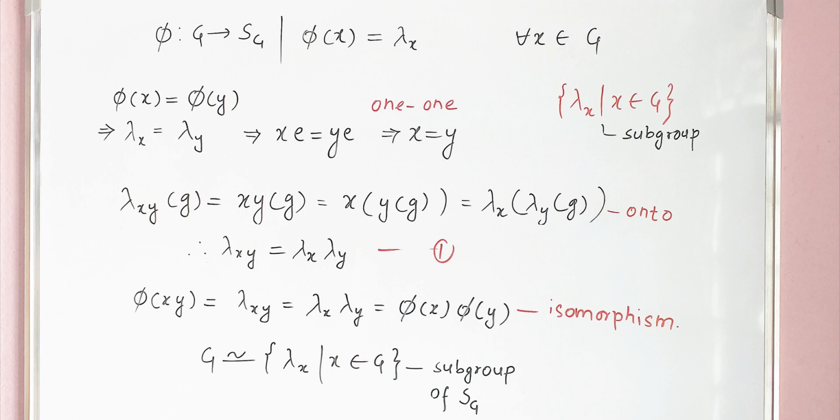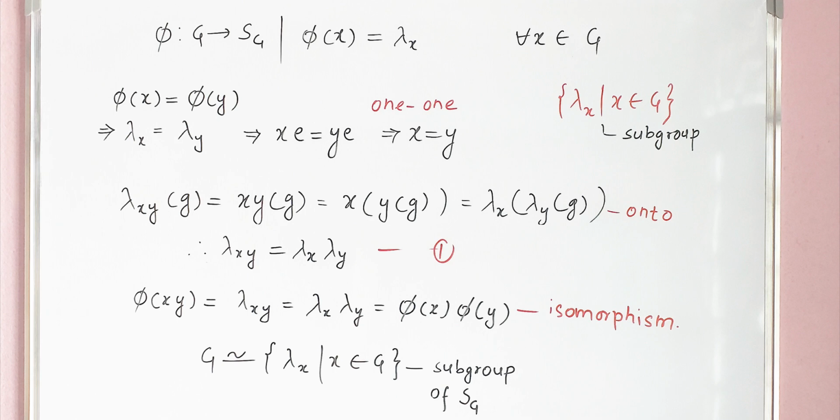Next, we consider phi of x equals phi of y, that is lambda_x equals lambda_y. That implies xe equals ye because e belongs to G, and this gives us x equals y from the left cancellation law. This shows phi is one-to-one, and from the definition of this subgroup, it is clear that phi maps G onto this subgroup, so phi is onto.